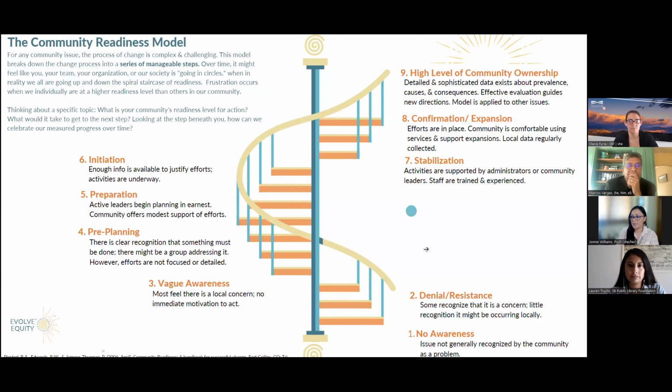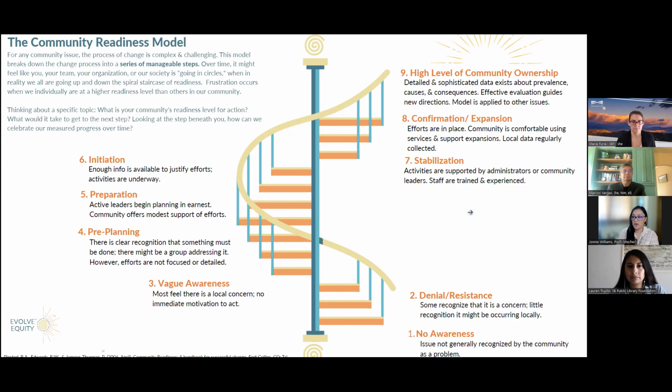And we can start here on the bottom of no awareness, where we're not really sure that any issue is really important to act yet. Then we go up to this denial or resistance stage. Then vague awareness, so there might be a little bit of concern to act. And what was shared in your responses in your registration is that most of you are in this 4, 5, and 6 stage of making equity change, where you're pre-planning, you're preparing, or you're initiating change.